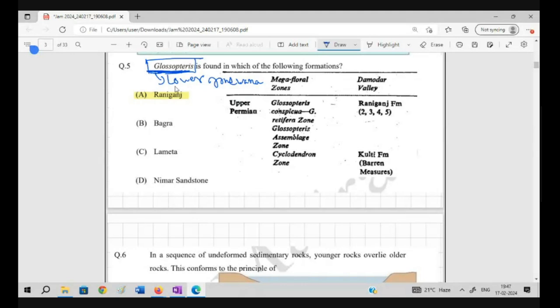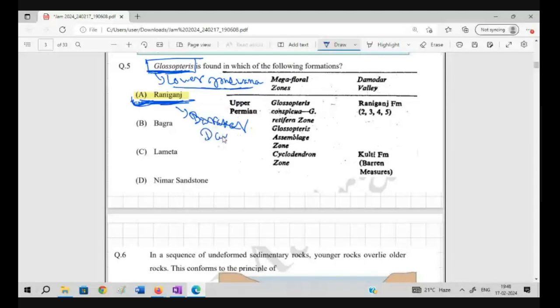If you remember, the Glossopteris fossils are found in Lower Gondwana group of rocks. Okay, and from the following options, only the Raniganj formation belongs to Lower Gondwana, but all others belong to the Upper Gondwana age. That's why the correct answer will be Raniganj. Okay, because as you know, Raniganj is a part of the Barakar formation. Okay, Raniganj belongs to the Barakar formation. Sorry, Raniganj belongs to the Damuda group.